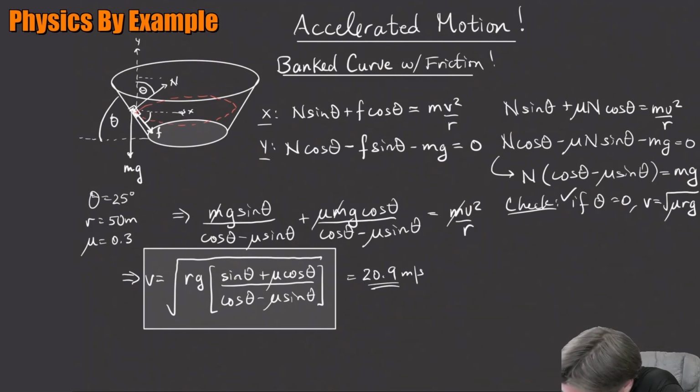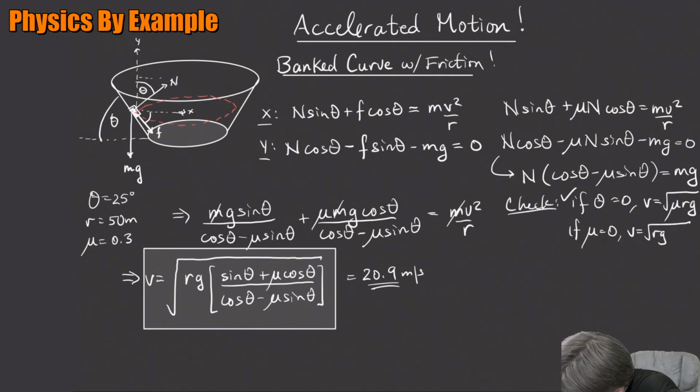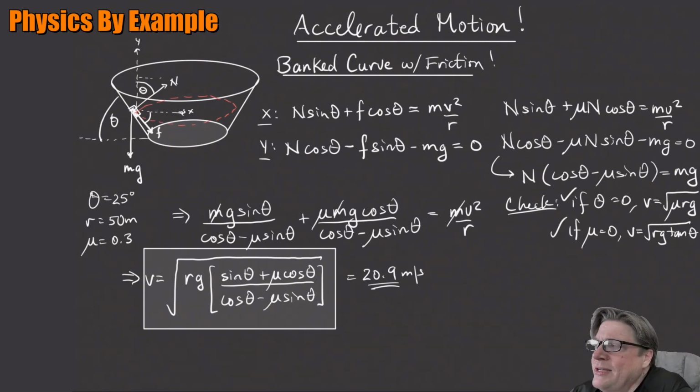So if mu equals 0, so that means there's no friction. It's frictionless. So if mu equals 0, what's the speed that you can go around? Okay, well, look at the formula. If mu equals 0, then the cosine and sine term go away. I've just got sine over cosine. That's just tangent, right? So V is just the square root of RG tangent theta. Check. That matches. If you look back at one of our previous examples, that's what we got, right?